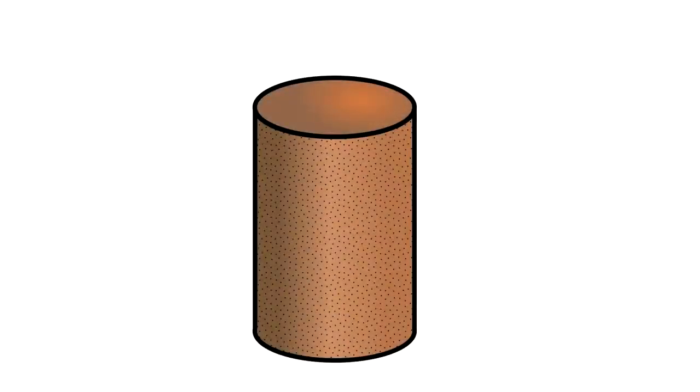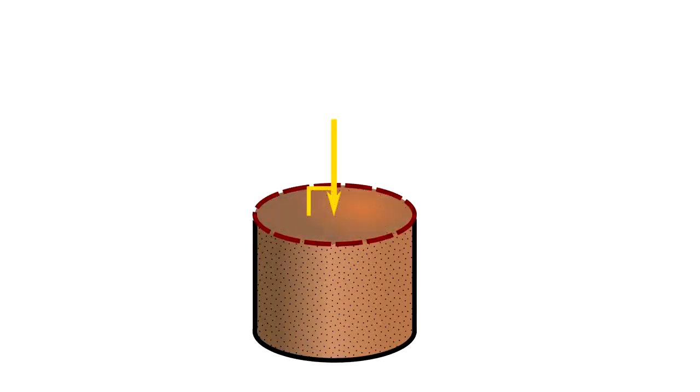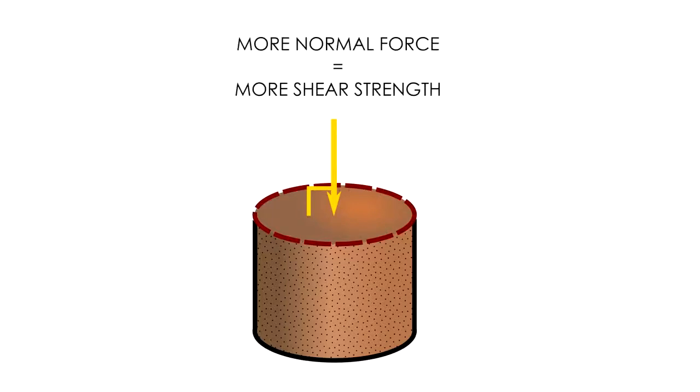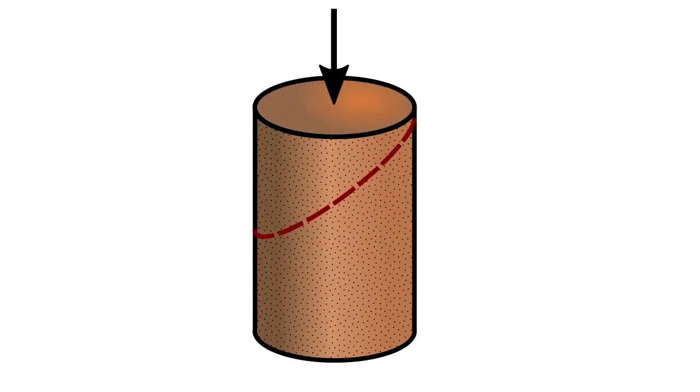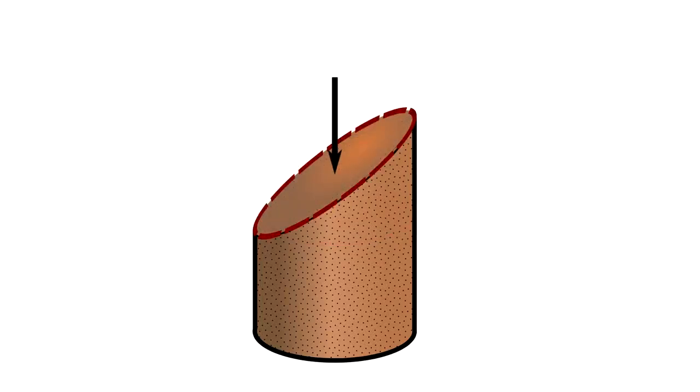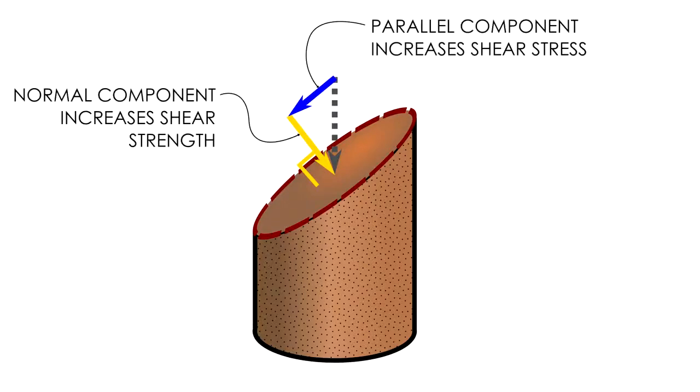Let's look at a sample of soil and apply a vertical force. If you analyze a horizontal failure plane, our force is completely perpendicular, or normal, so it's increasing the shear strength of the soil. But if we look at an angled plane, things change. On this plane, the force is partly acting normal, increasing the strength, but it's also partly acting in parallel to the plane, increasing the shear stress. The steeper the angle of the failure plane, the more the vertical force contributes to shear stress and the less it adds to shear strength.